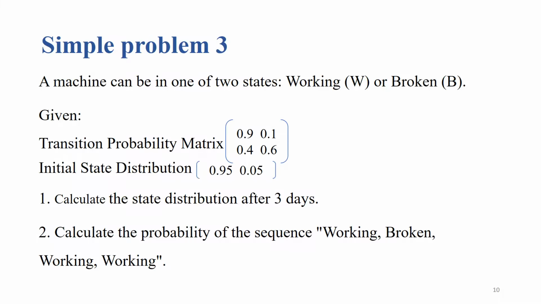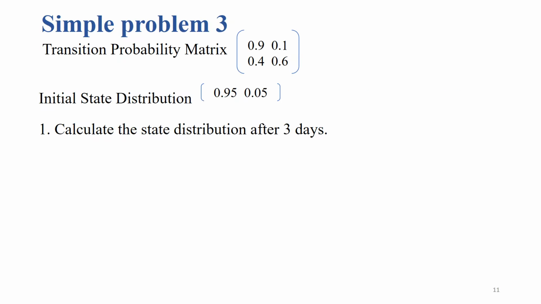Let us see one more problem. A machine can be in one of two states, working or broken. And the given data are the transition probability matrix and the initial state distribution. We need to calculate the state distribution after 3 days and the probability of the sequence working, broken, working, working. This is the data given.